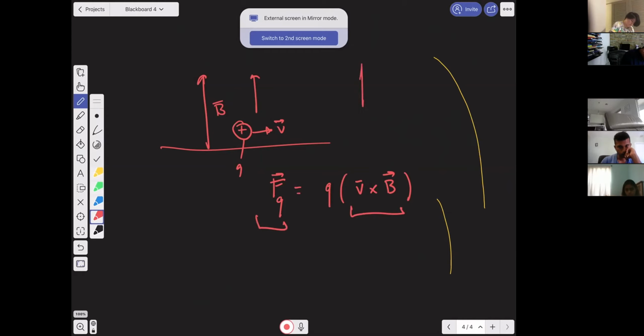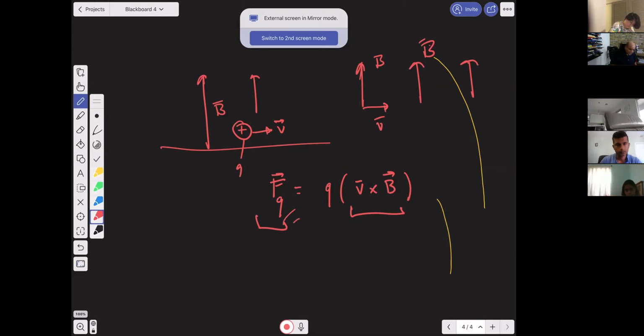So let's say that B is here, going up, going up, going up. The space is filled with this vector, and V is here. Can you tell me to where the force will push? It will push up? No. It will push to the right? No. The vector force, where will it be?